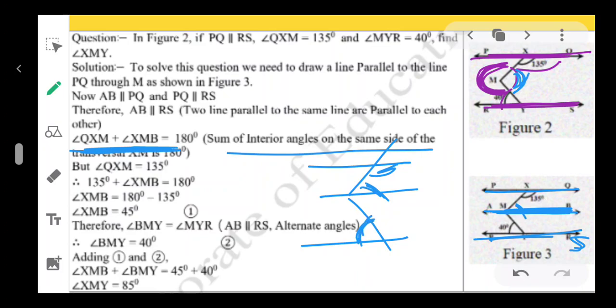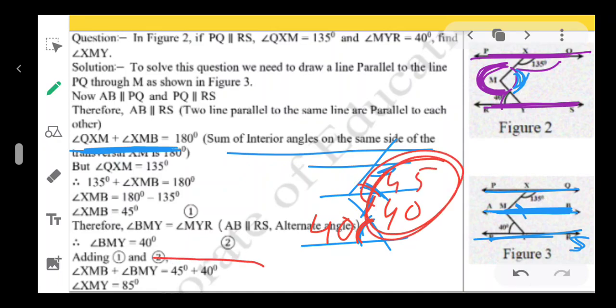This 40 must be equal to this angle because alternate interior angles. This angle must be equal to this. This is 40 given, therefore this must be 40. This is 45. Therefore 45 plus 40 is 85. This is our required answer. The required angle XMY is 40 plus 45, 85 degrees. This is the final answer. Okay.